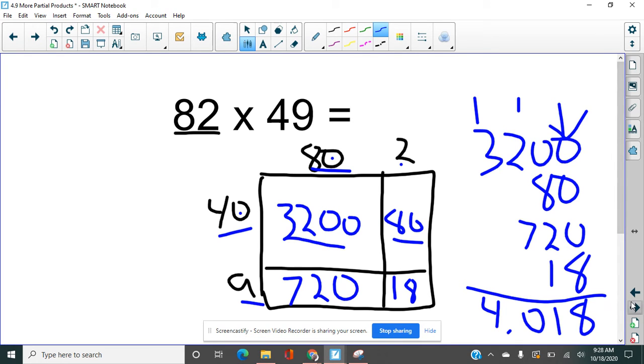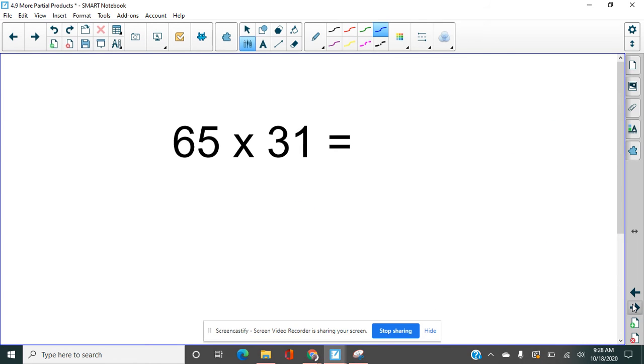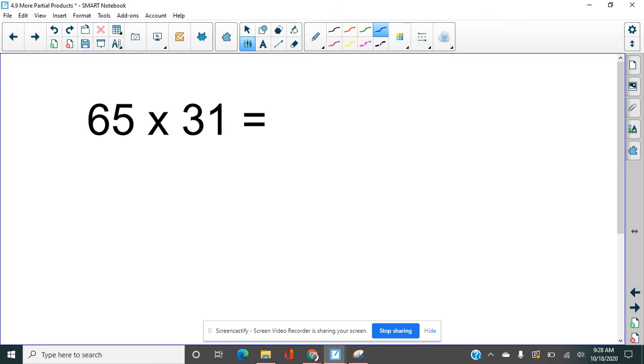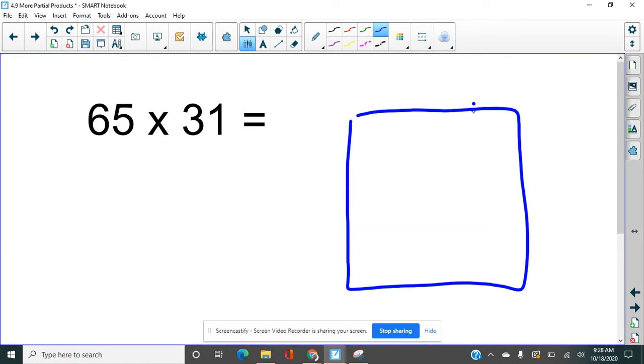All right, I did these two to model for you. You are now going to help me on this one. First, I want you to draw the box like this. And I want you to put the numbers in their places. Do that first.